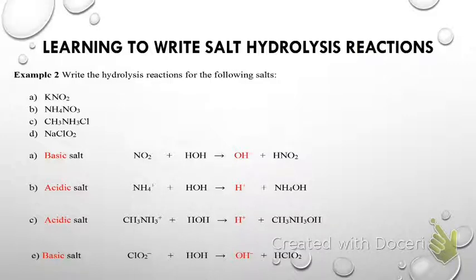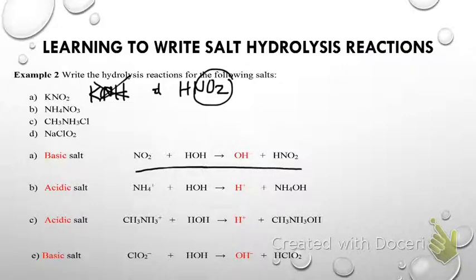For instance, A is potassium nitrite. So the two things that it came from are KOH and HNO2. KOH is a group 1 base. It's strong. We're not going to do anything with that. So we're going to take the part of that salt that came from the weak acid, which is the NO2, and we're going to add it to water. It sometimes helps to write water as HOH, so you can see how it splits up.